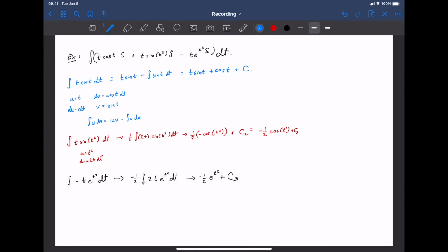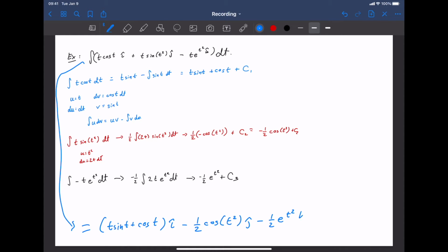So if I put it all together, what we have is this thing equals t sine t plus cosine t in the i. Could you put a C1 in there? Sure. If that makes it easier for you, put the C1 in there. You're probably not going to see my answers with that. It's not how most books would write it. Plus 1/2 cosine t squared j minus 1/2 e to the t squared k plus all of those other constants as a vector. A few more things to go over, a few more different rules to remember.